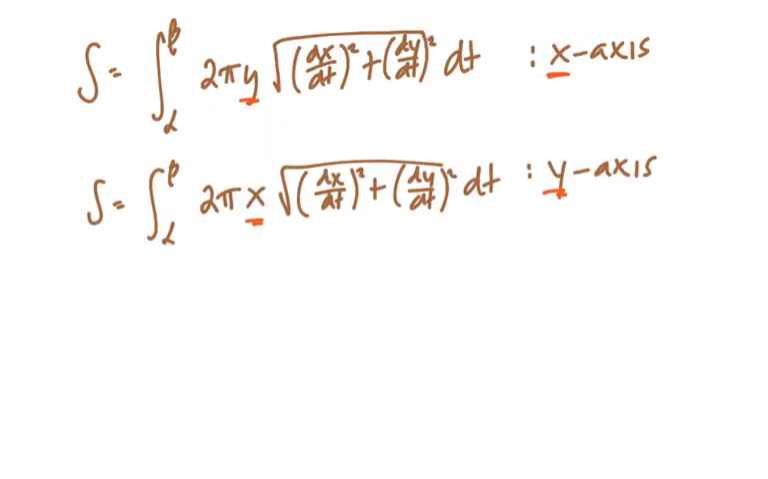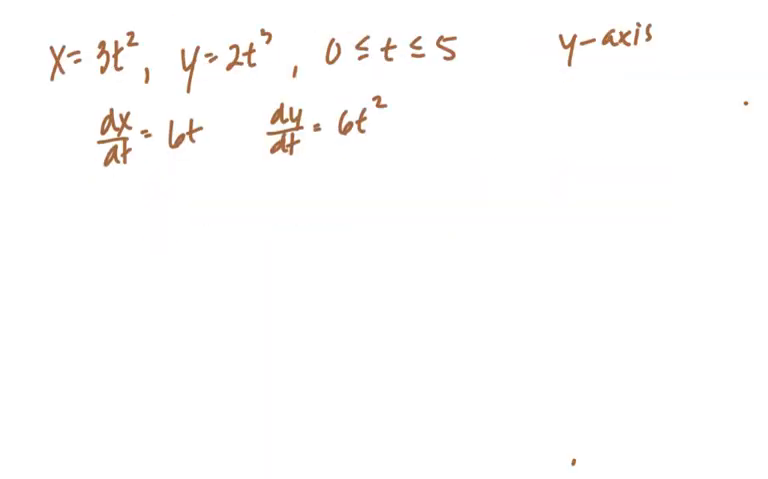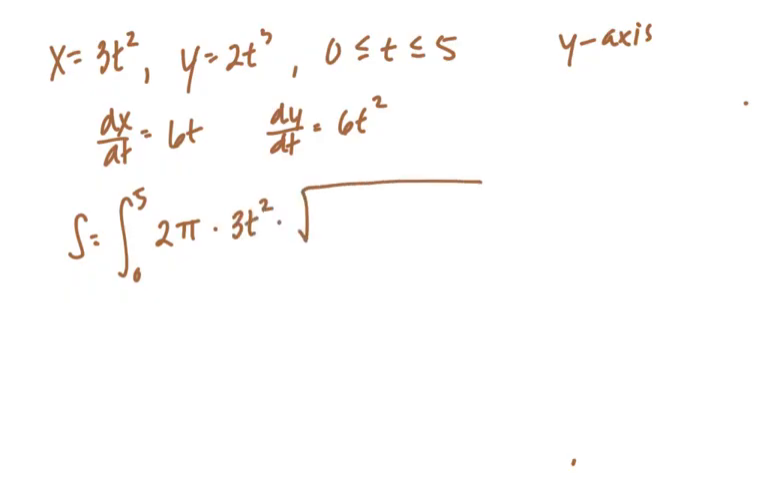So go back and look. We're going to be using the bottom formula here because it's the y-axis. So 2 pi x, and then our arc length formula. So s is the integral from 0 to 5. We have 2 pi x, which is 3t squared, times the square root of 6t squared, quantity squared, plus 6t squared, quantity squared, with respect to t.